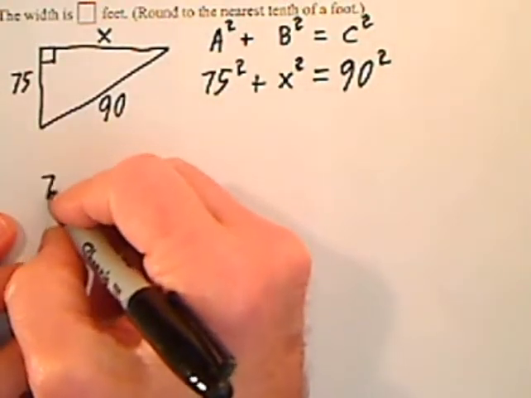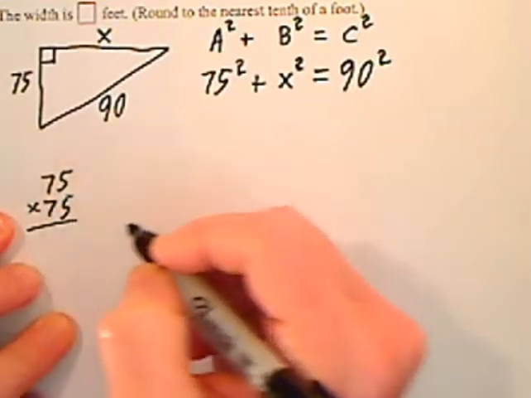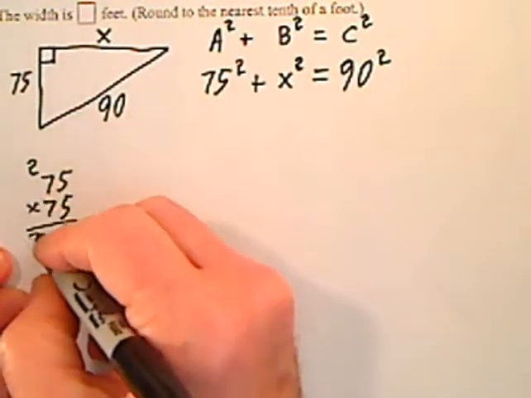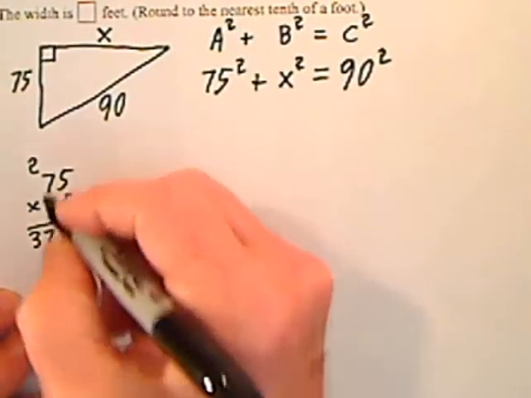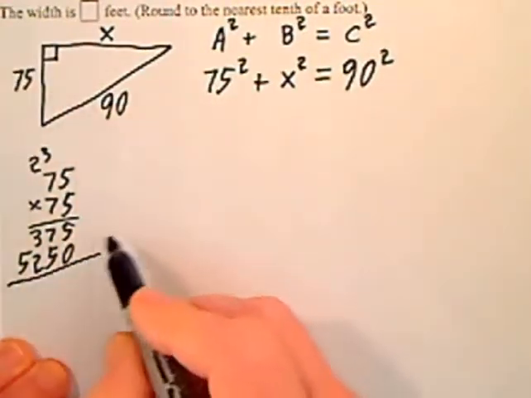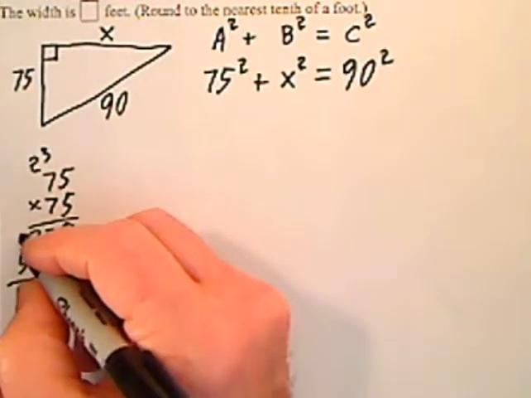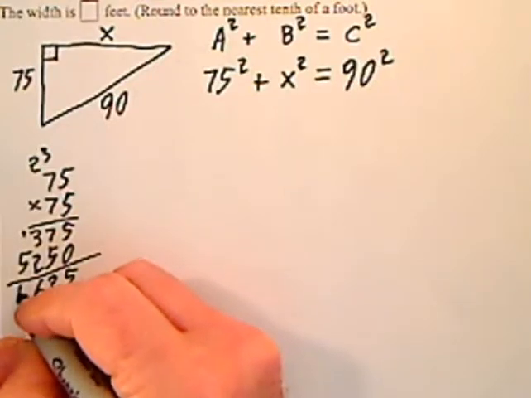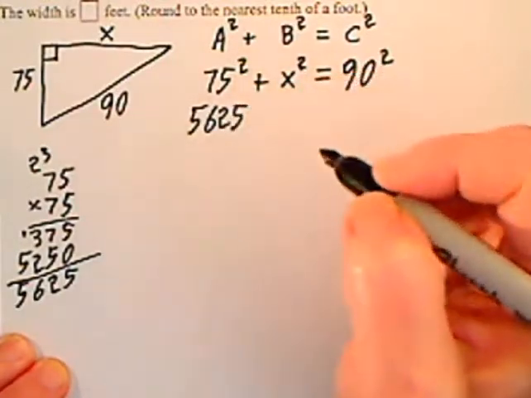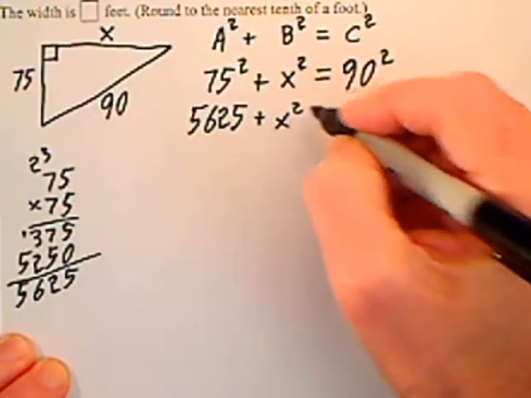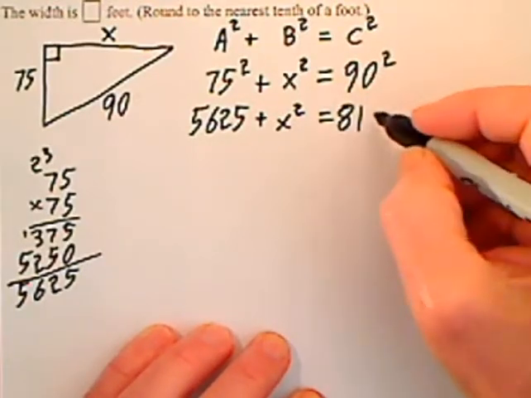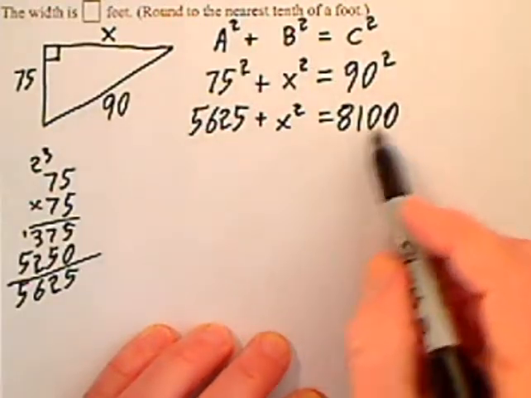75 squared, I have to crank that out. So 5 times 5, times 5, and we end up with 5,625 plus x squared is equal to 90 squared. 9 squared is 81, and we just have to essentially tack on the two zeros. I'm sort of taking a shortcut there.